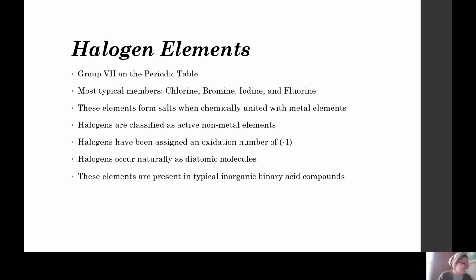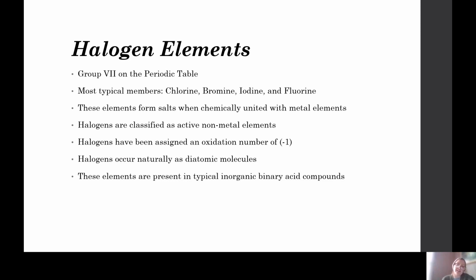Then I want to tell y'all about halogen elements. Y'all know about the halogens from microbiology. They're group 7 on the periodic table. The most typical members are chlorine, bromine, iodine, and fluorine. Halogen elements form salts when chemically united with metal elements. They're classified as active nonmetal elements, and they've been assigned an oxidation number of -1. Remember when we talked about oxidation numbers: a positive oxidation number is how many valence electrons it's willing to give, and a negative oxidation number is how many electrons they're able to receive.